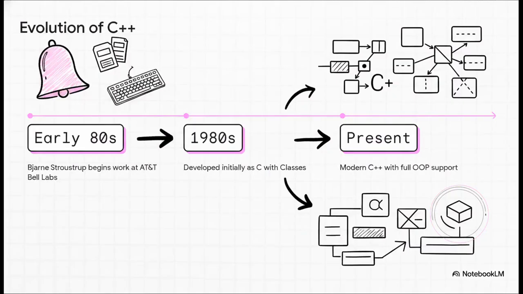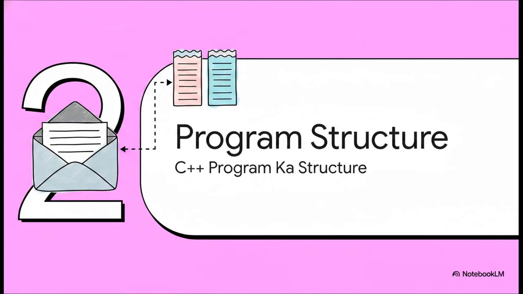Giving you a quick bit of historical context, this incredible language was developed by Bjarne Stroustrup, starting in the early 1980s. And where did this happen? Down at the famous AT&T Bell Labs in the USA. Fun fact, that's the exact same lab where the C language and the Unix operating system were born. From there, that early C with classes evolved into the modern C++ we use today, which is basically the gold standard for object-oriented programming. Okay, moving right along to section 2, the structure of a C++ program.